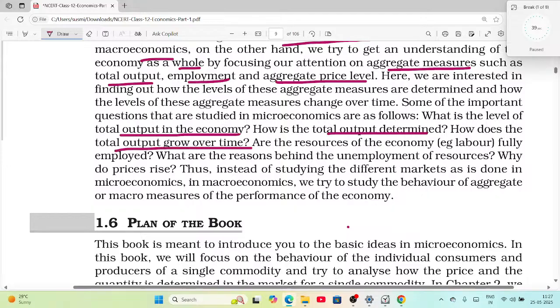Are the resources of the economy, for example labor, fully employed? What are the reasons behind the unemployment of resources? Why do prices rise? Does the government have a role in the economy?